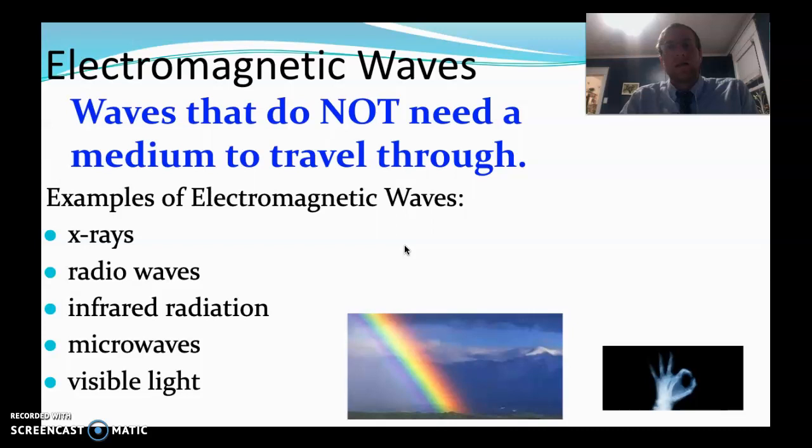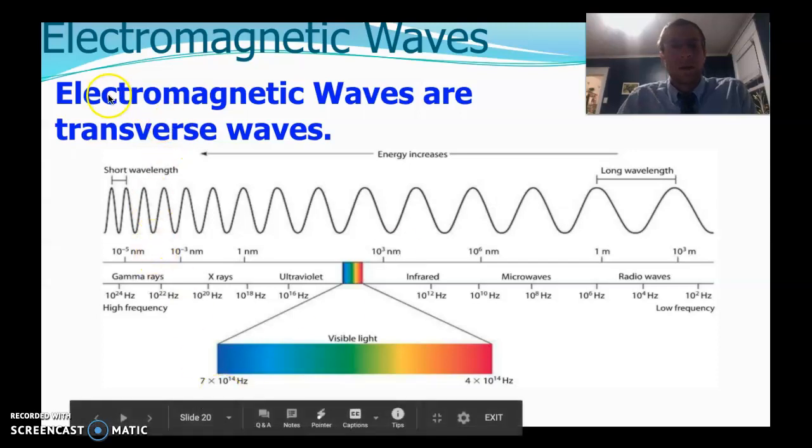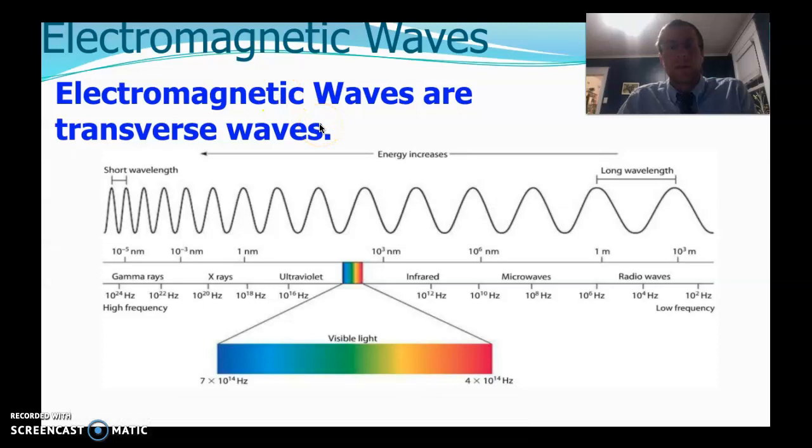It just doesn't need to go through a medium. Just a brief snapshot about what electromagnetic waves are, because we're going to dig into this a lot more when we start talking about light. These are waves that are produced by electromagnetic fields. So it's actually two fields at the same time. We'll see it in a second. And they are transverse waves.